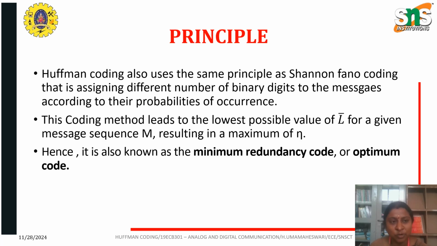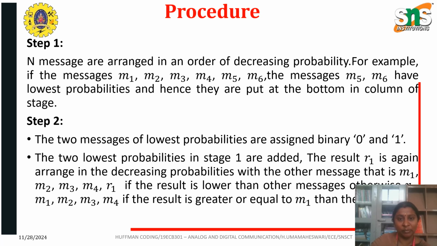So the main principle of Huffman coding is that it uses the same principle as Shannon coding, that is, assigning different numbers of binary digits to the messages according to their probabilities of occurrence. This coding method leads to the lowest possible value of L bar for a given message sequence M, resulting in maximum efficiency. Hence, it is called the minimum redundancy code or the optimum code.